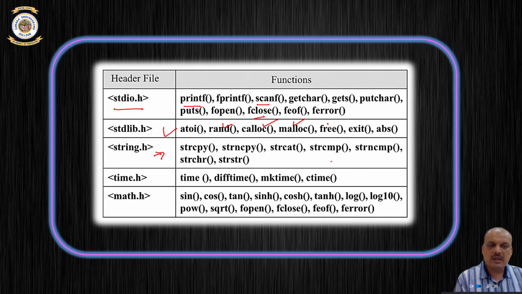The string.h header file gives us access to functions such as string concatenation, string comparison, string to string conversion, etc. The time.h library file gives us access to the system time, which can be used in our program. Similarly, math.h gives access to math functions such as sine, cos, tan, and so on. So these are some of the standard library files that we will be using extensively over this course.